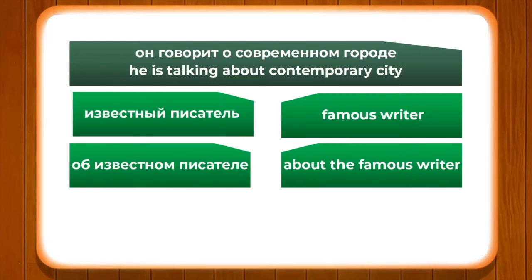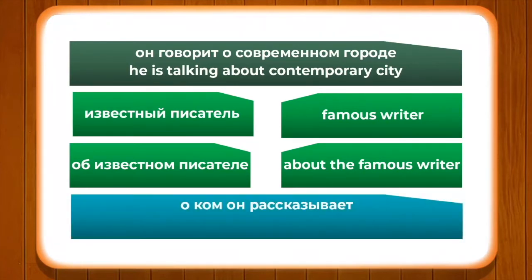Okay, here you can also use рассказывать. О ком он рассказывает, about whom he is narrating. Он рассказывает об известном писателе. So, in place of он, you can also use она. Она рассказывает об известном писателе. Okay? Okay, now let us go ahead.